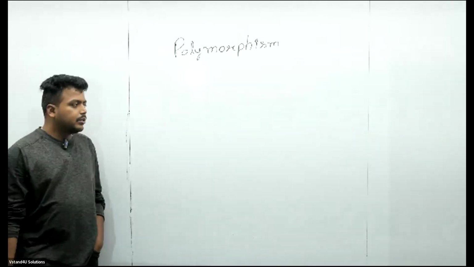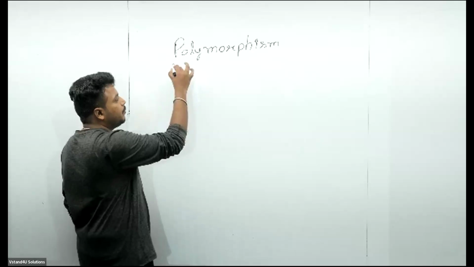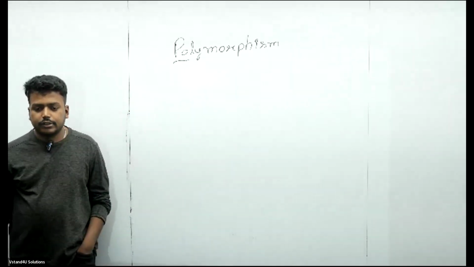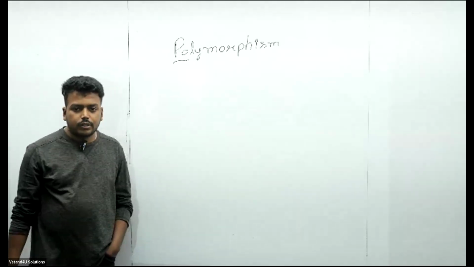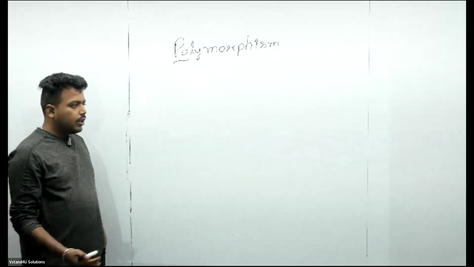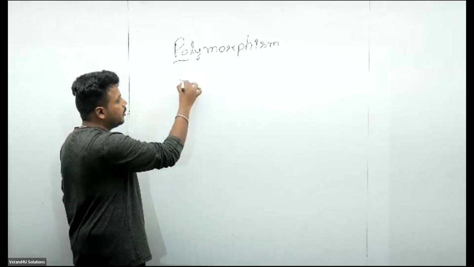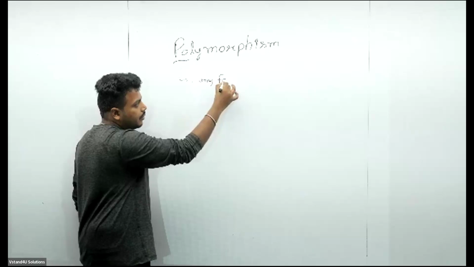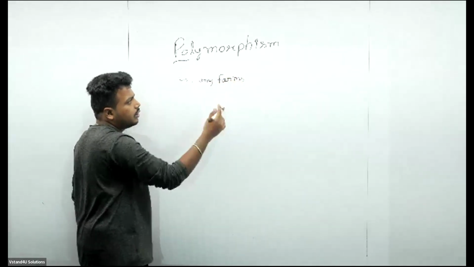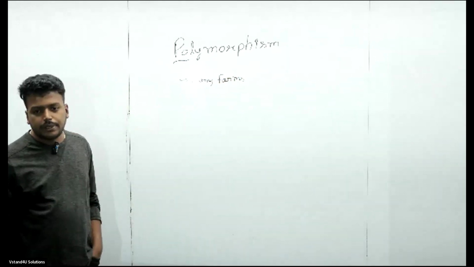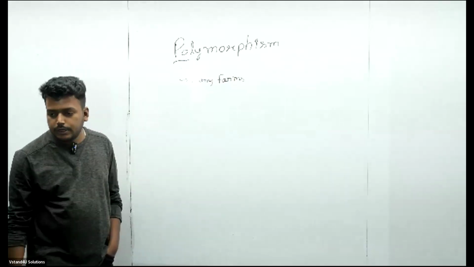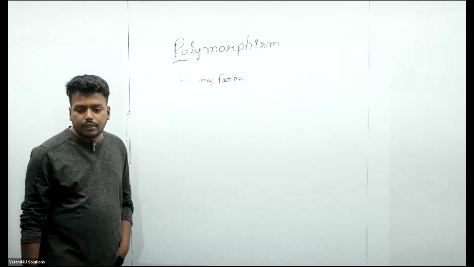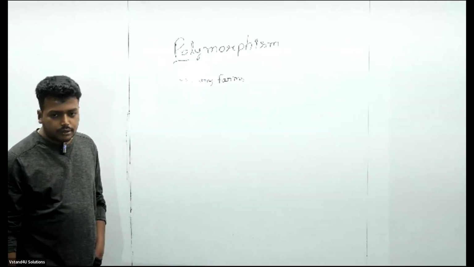Okay, students, listen here. What is meant by poly? Poly means multiple, or in the technical word, many forms. This word you have already heard in mathematics, right? A polynomial. Same thing. Polymorphism is nothing but many forms.